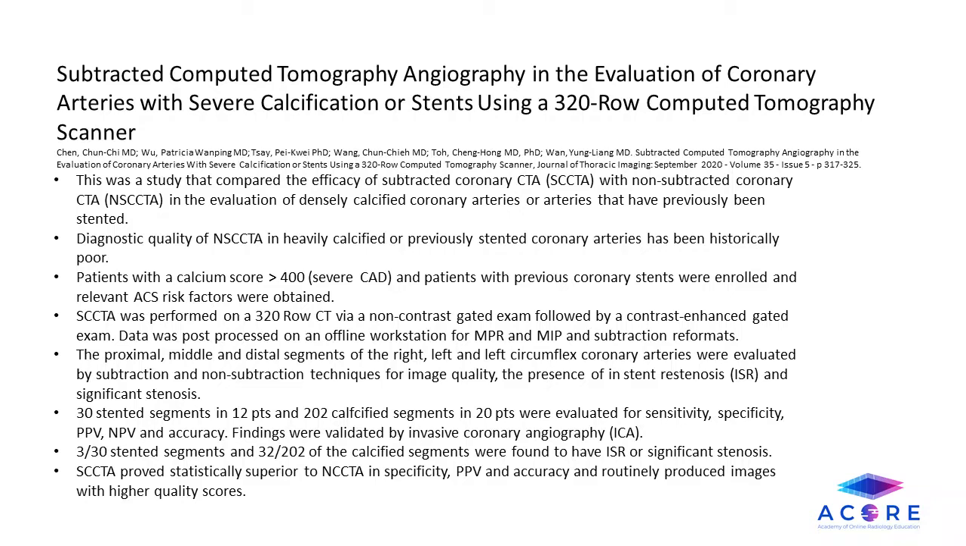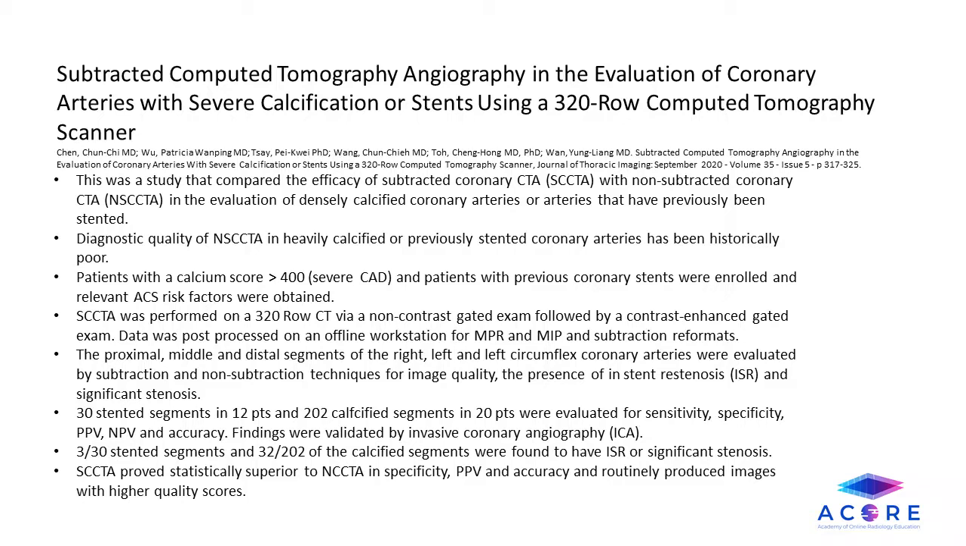The presence of in-stent restenosis, or significant stenosis, was defined as luminal narrowing greater than 50%. Any non-accessible segments were classified as in-stent restenosis, or having significant stenosis. 30 stented segments in 12 subjects and 202 calcified segments in 20 patients were evaluated. Sensitivity, specificity, accuracy, positive predictive value, and negative predictive value were estimated for the performance of subtracted and non-subtracted CTAs in both of these groups, and findings were compared to findings on invasive coronary angiography.